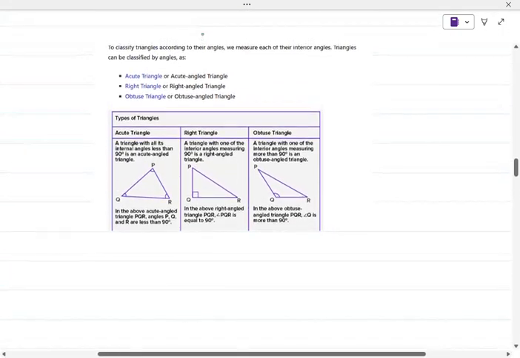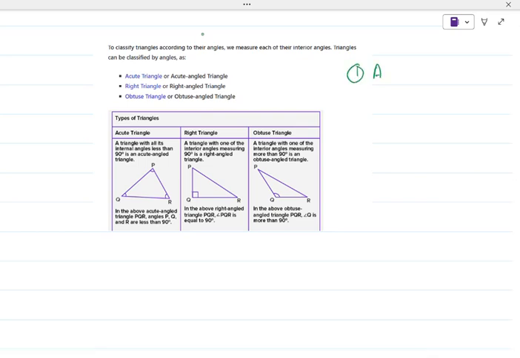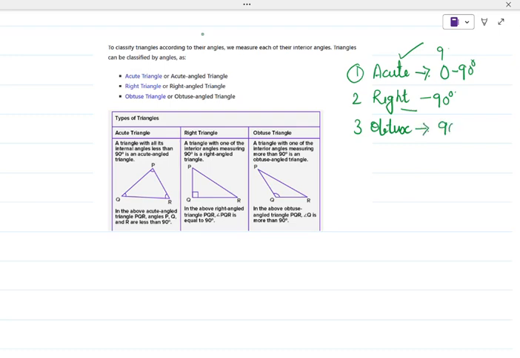Now the next type is triangles on the basis of angles. As you know, we have acute angle, right angle, and obtuse angle. Can you tell me what you mean by acute angle? Yes, an acute angle is an angle between 0 and 90, less than 90 degrees. And the right angle? A right angle is an angle of 90 degrees. And the third one is obtuse, which is between 90 and 180 degrees.